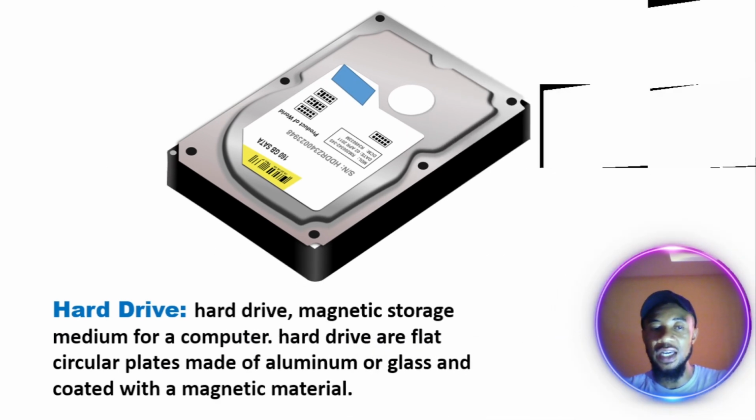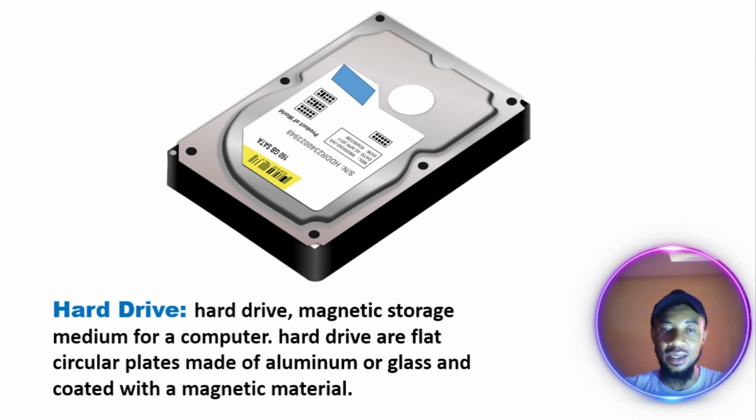So the next thing you should consider is the hard drive. Hard drives are magnetic storage media for a computer. Hard drives are flat circular plates made of aluminum or glass and coated with a magnetic material. Okay, this is just English. Just know that a hard drive is the memory provided for your system to store your files.